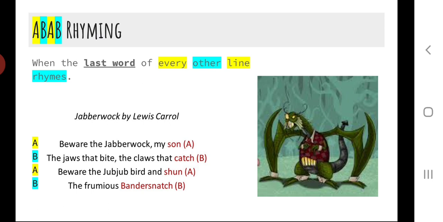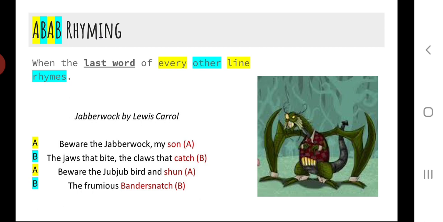Beware of the jub-jub bird and shun. Shun, sun, they rhyme. They're not spelled the same, one's O-N and one's U-N, but the sounds rhyme, and that's what matters, not the spelling. So shun and sun. So shun also becomes a line A. The frumious bandersnatch. Bandersnatch, catch.